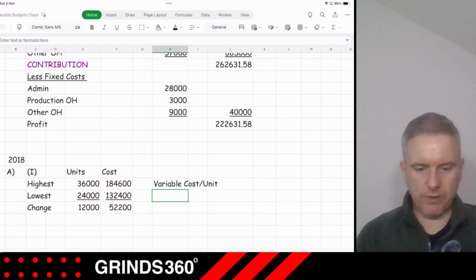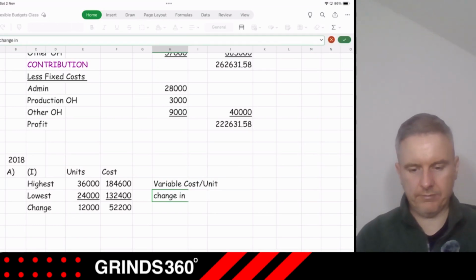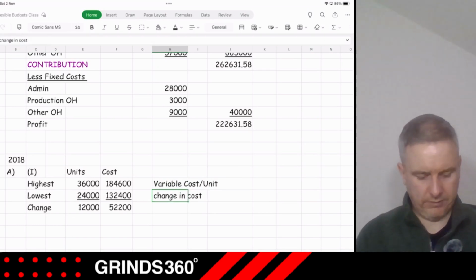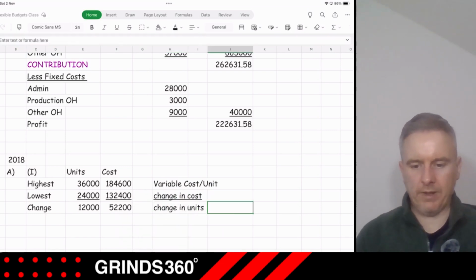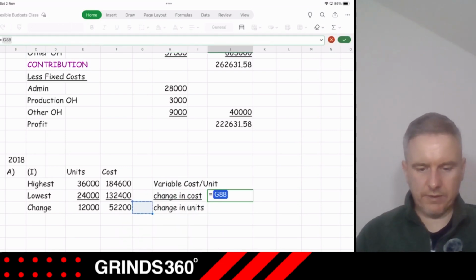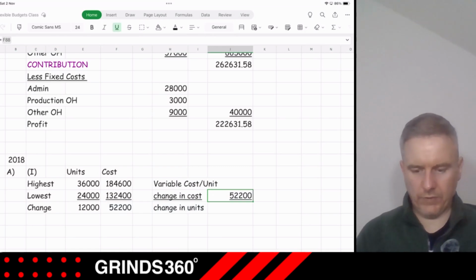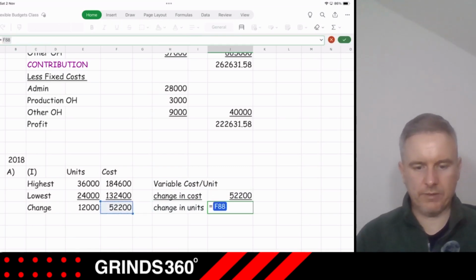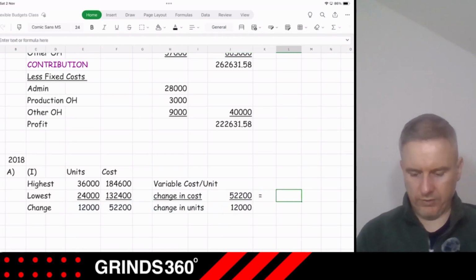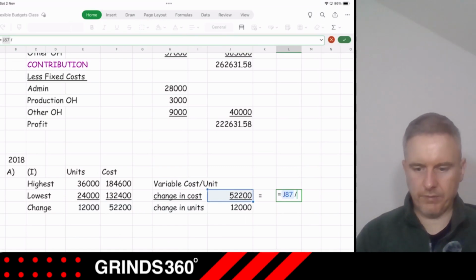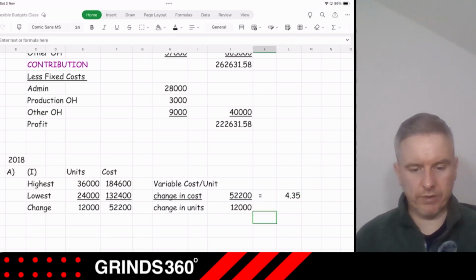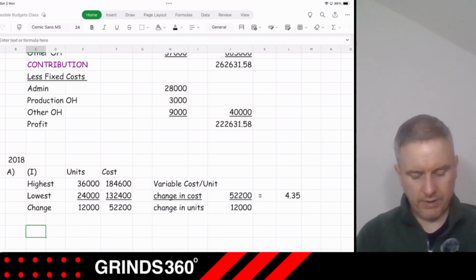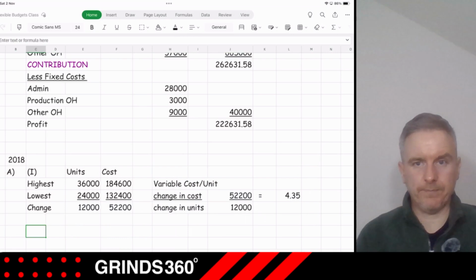So I'm going to take my total change all over change in units. So total change 52. Number of units change 12. Then we're going to get our variable cost per unit. So €4.35, not as nice, you have a decimal in it, but still doable. So €4.35, then we're going to look at calculating our fixed element.